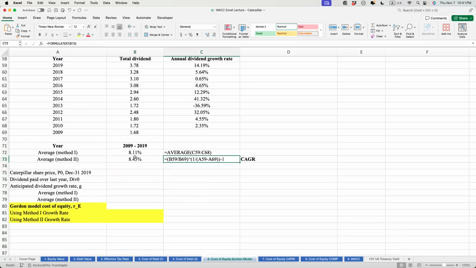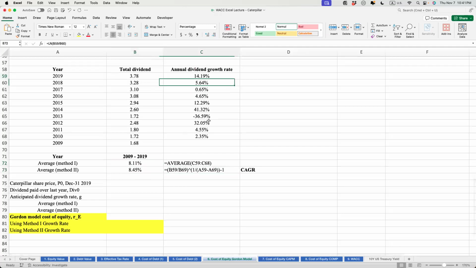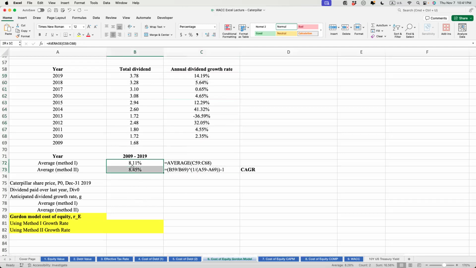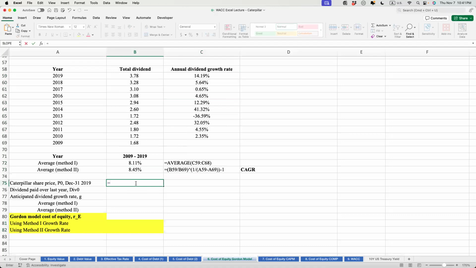So there's no right or wrong answer, but for our class, at least in the exam, you have to pay attention to the guidance. If I ask you to calculate the compound annual growth rate, and you calculate the average growth rate, you will not get points. Okay. So now we have two growth rates. That means we're going to end up with two estimated costs of equity by using either growth rate. Then we can start plugging in the values.